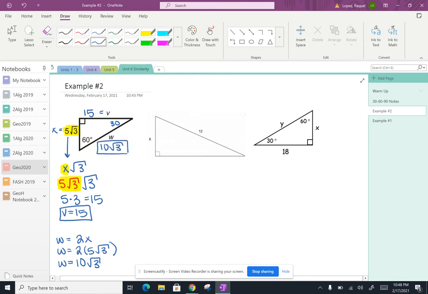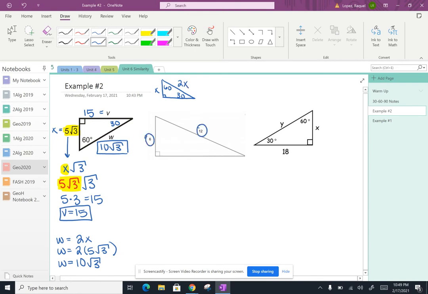Okay. In the next triangle here, we're given two side lengths, and we know it's a right triangle, but none of the angles are measured. But we can go ahead and label the angles based off the ratios that we know. So if I remember my ratios in a 30, 60, 90 right triangle, I know that the side opposite the 30-degree angle is going to be x, and the hypotenuse is going to be double that. That's what we've got right here.